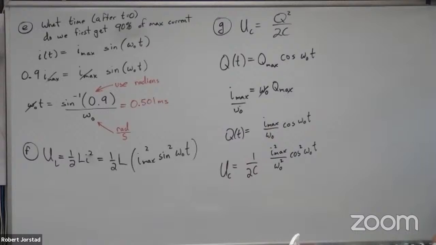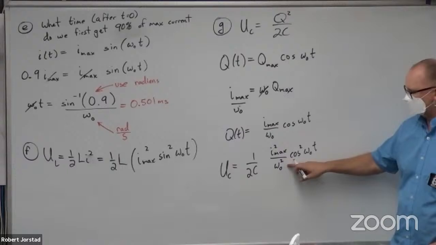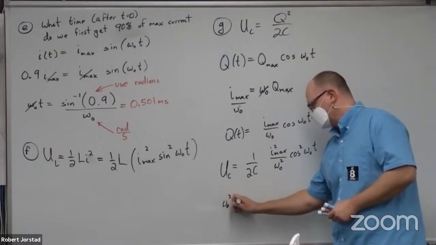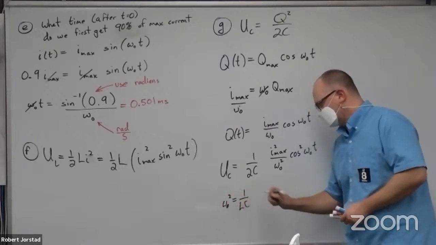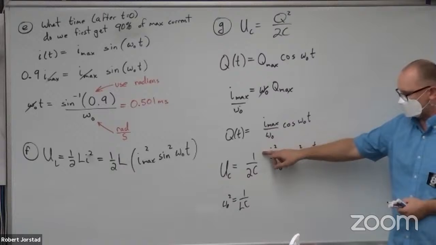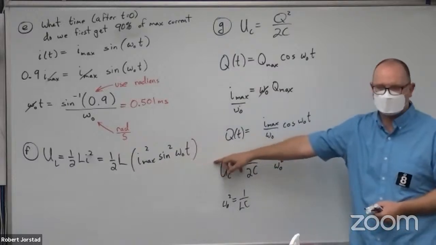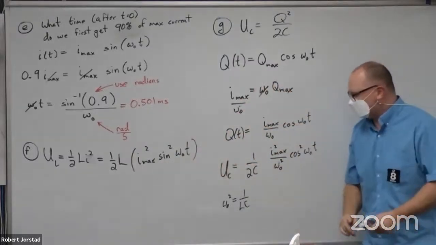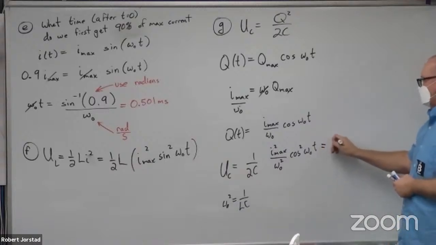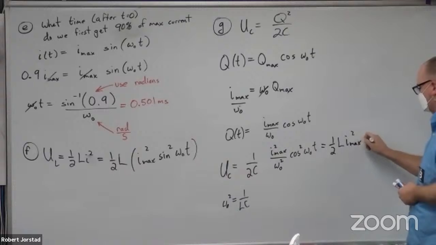Right? Gosh, I just wish, wait a minute. What is this thing? Yeah, what was that? Oh, that's... What if we plug that in? If I plug that in, don't I get an LC up top that cancels this C? And then I get exactly the same looking thing with a cosine squared? Isn't that beautiful? This ends up being 1/2 L I max squared cosine squared.